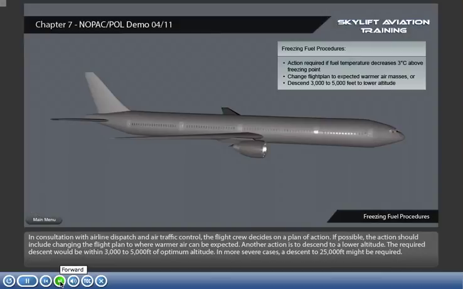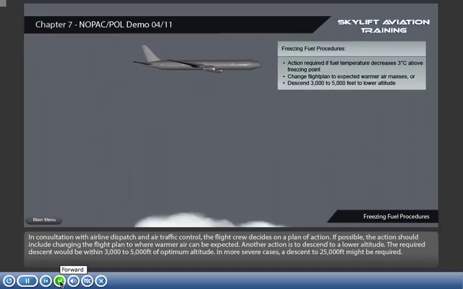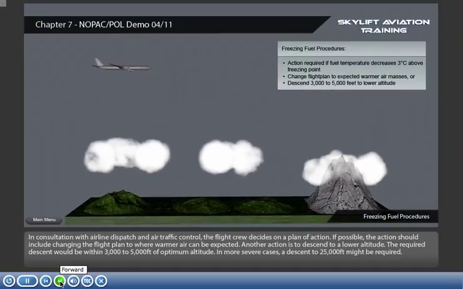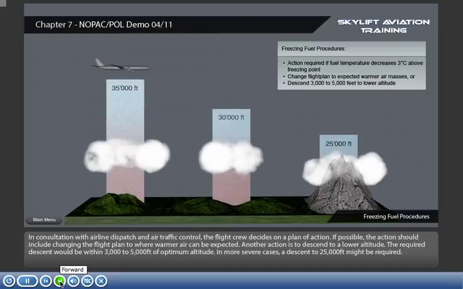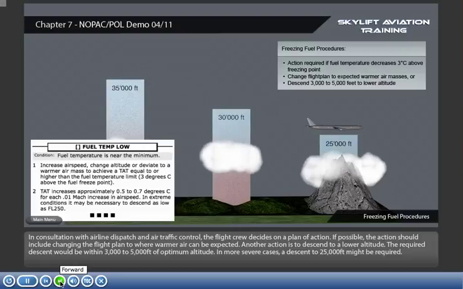In consultation with airline dispatch and air traffic control, the flight crew decides on a plan of action. If possible, the action should include changing the flight plan to where warmer air can be expected. Another action is to descend to a lower altitude. The required descent would be within 3,000 to 5,000 feet of optimum altitude. In more severe cases, a descent to 25,000 feet might be required.